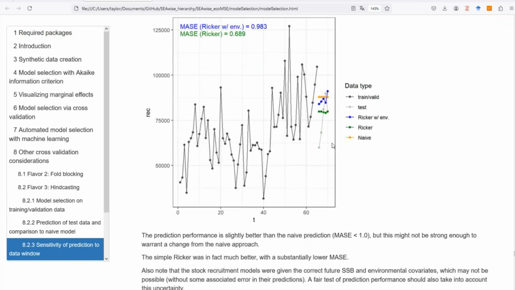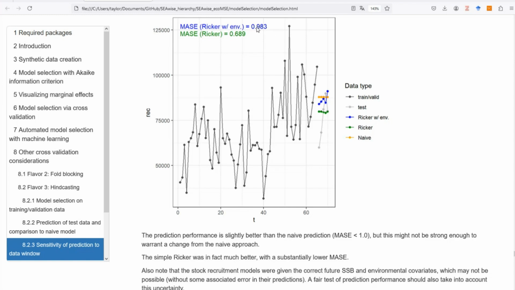And this is what we get. We've got our data used for the training and validation in black. We've got the test holdout in light gray here. And we have our naive prediction, which is flat, of course. It's just a single value based on the geometric mean of the last 10 years. The prediction of the environmentally mediated RICR in blue, and the prediction of the RICR without X1 in green.